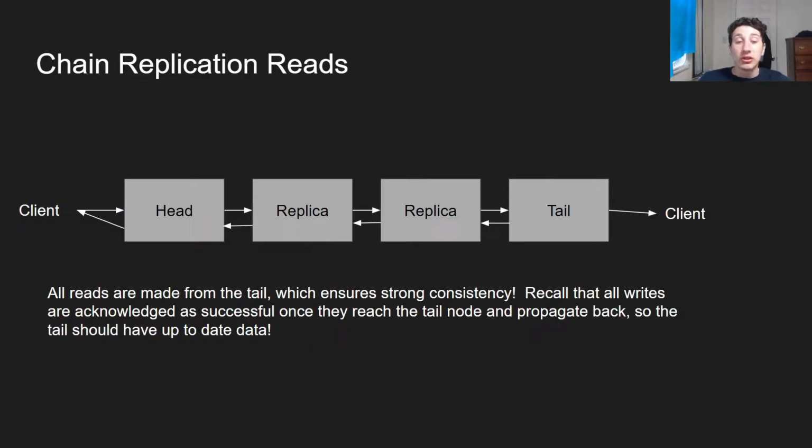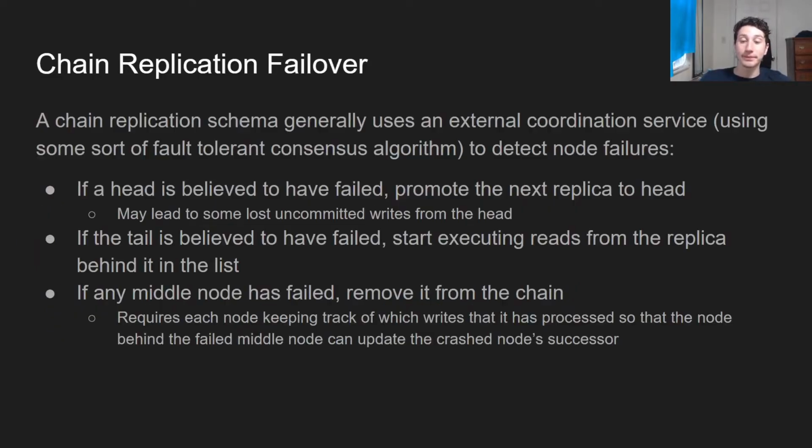Okay. In terms of reads, all reads are actually going to be made from the tail. And so this is the unique part of chain replication that ensures strong consistency. Remember that the second a client hears that its write is successful or committed, it means that that write is actually in the tail. So by reading from the tail, we can see only up-to-date data.